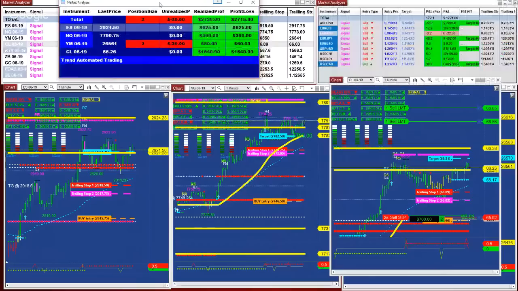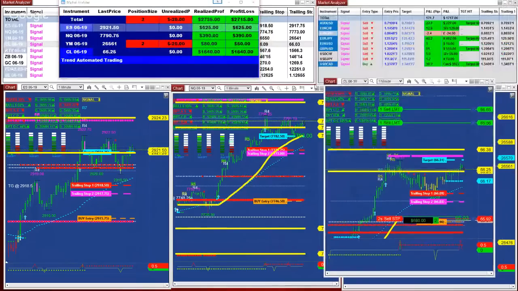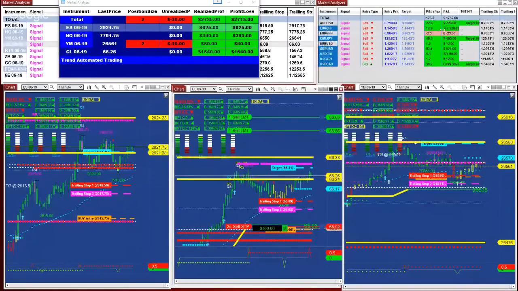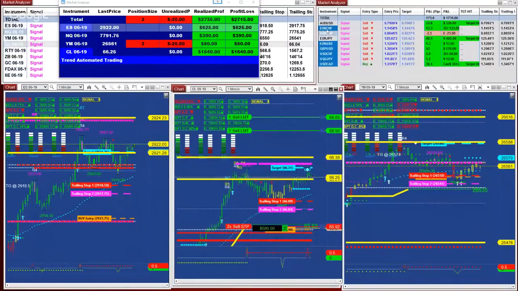On the Forex, based on 1 minute, we have 171 pips, and this is your Aussie dollar.